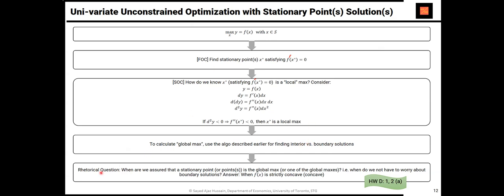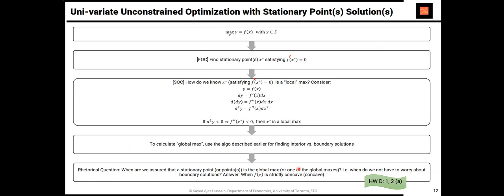But of course, we ask the rhetorical question: are there any circumstances where simply finding a place where the slope is zero is good enough to tell us that that's in fact the solution? I don't have to do all this stuff. I don't have to do second order checks, nor do I have to find possibly boundary solutions. When do I guarantee that a stationary point is in fact the solution? In plain English, if I found a mountain top, how do I know that's the only mountain top and there are no other mountain tops?